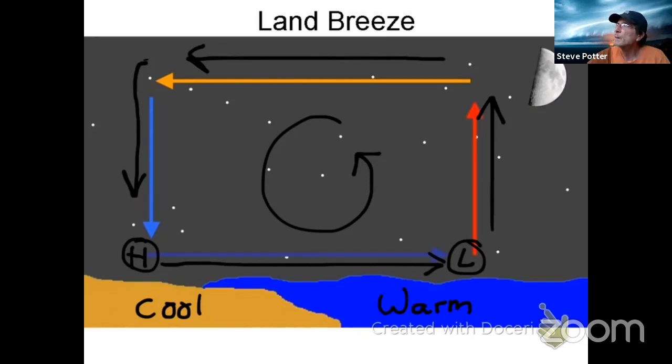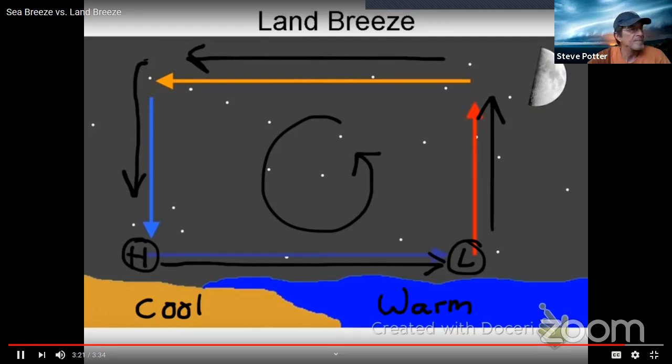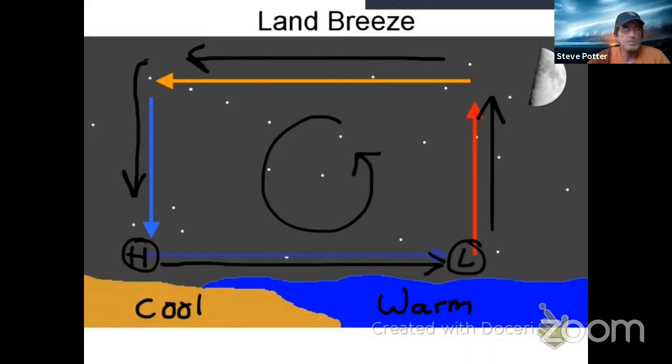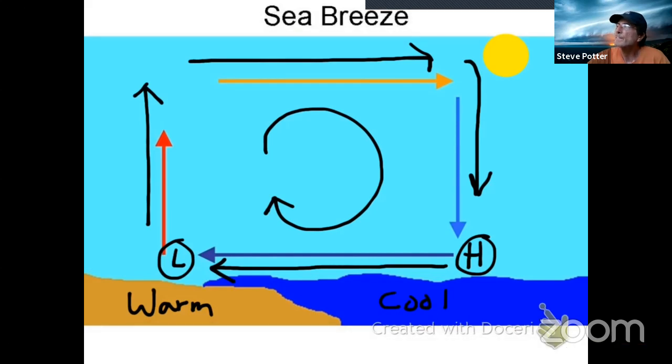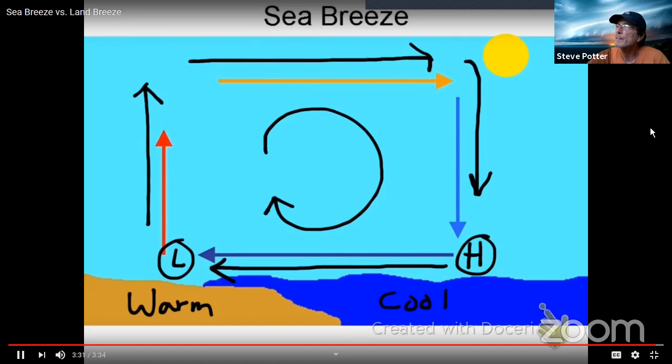We've got the air moving from the land out onto the ocean. One last time, let's compare that to sea breeze, which is the opposite direction. During the daytime, we've got the wind blowing from the ocean out onto the land.